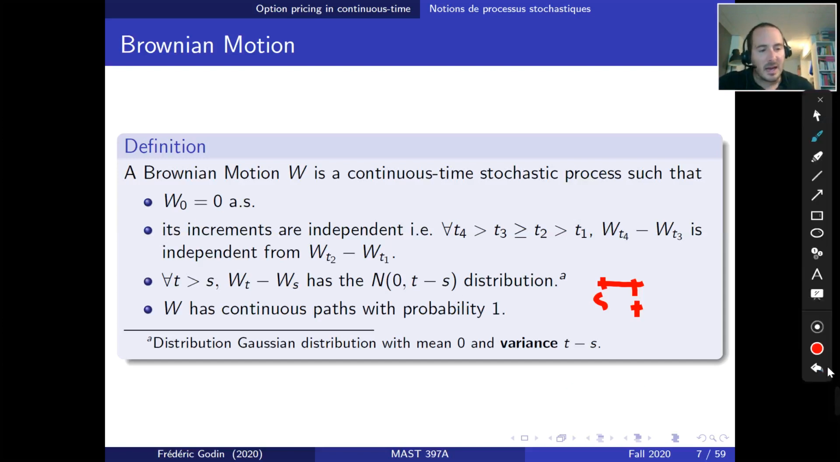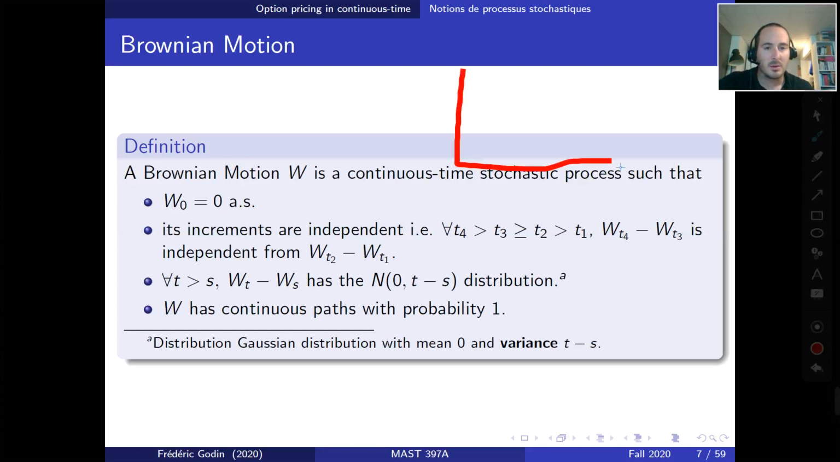And finally, the last property of Brownian motion is continuous paths with probability 1. If you draw paths of a Brownian motion, so let's say this is t, this is W_t here. For a Brownian motion, paths are always continuous. So it starts at 0 here, and you always have something like this for a Brownian motion.